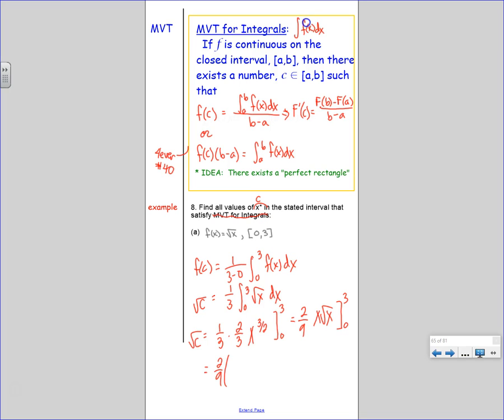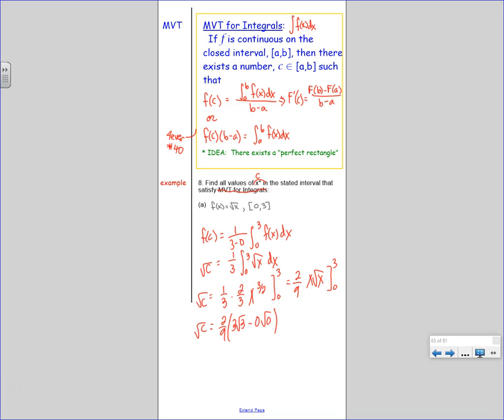So that'd be 2 ninths times 3 root 3 minus 0 root 0. 0 root 0 is just 0. The 3 and the 9 reduce, right? So 2 root 3 over 3. You guys agreeing?